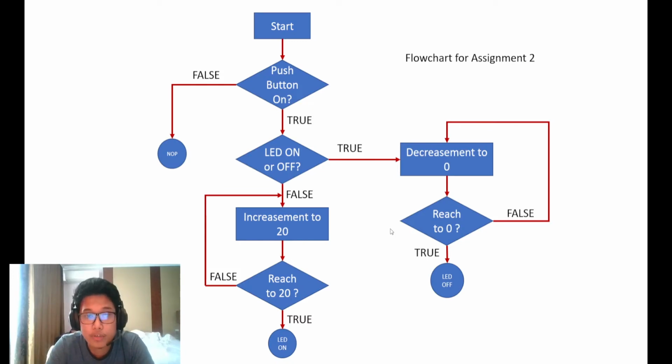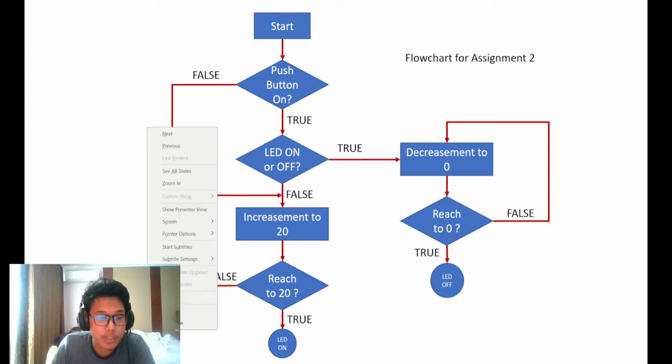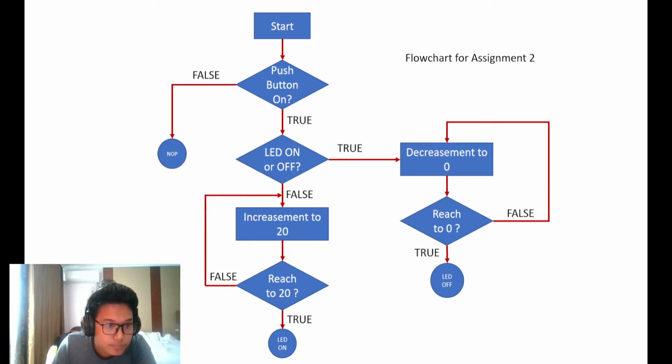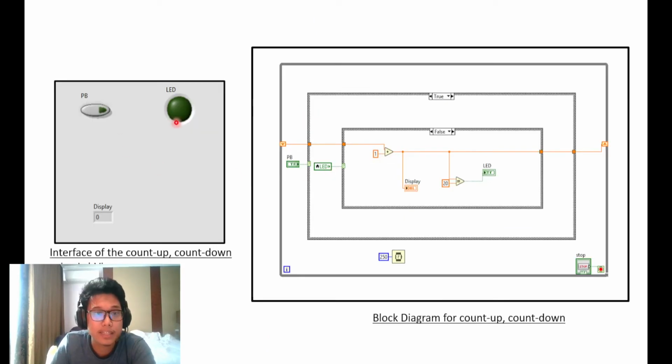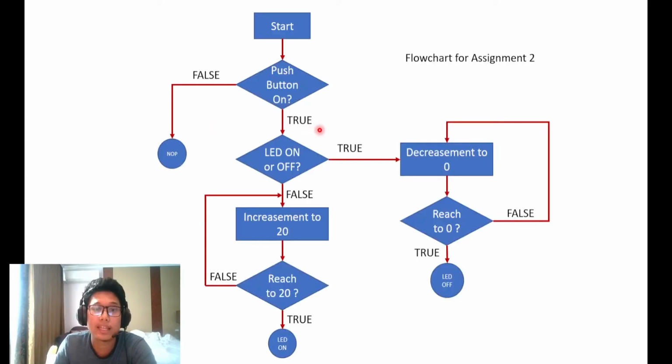For assignment two, we are going to make a count up and countdown. Starting from the push button, we set the push button on. If the push button is on, it checks whether the LED is on or off. If the LED is on, it means it reached the count of 20. If the LED is off, it is still counting up to 20, so the number is increased to 20, and then it checks again.